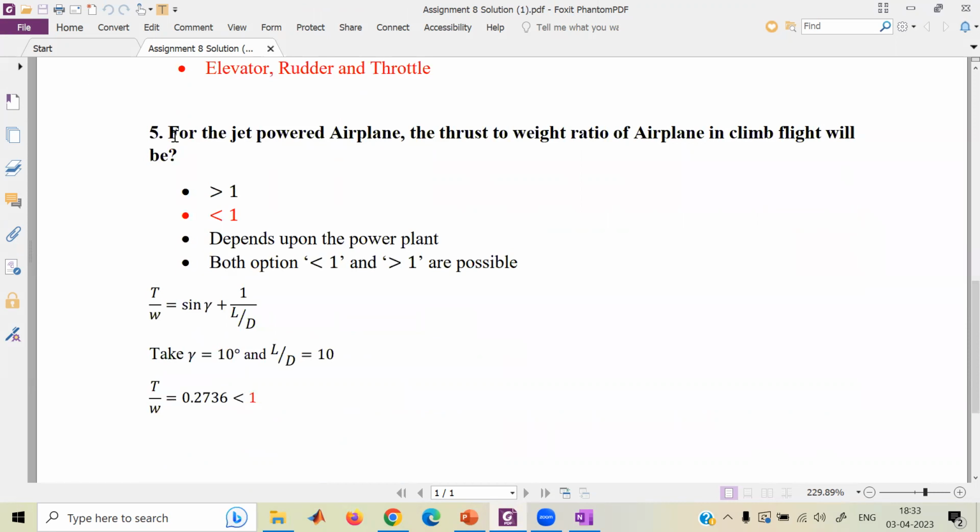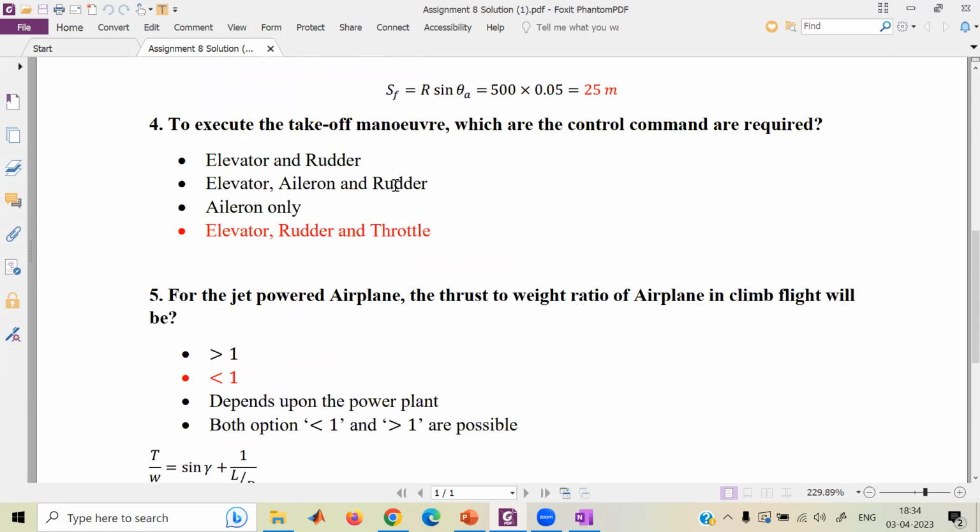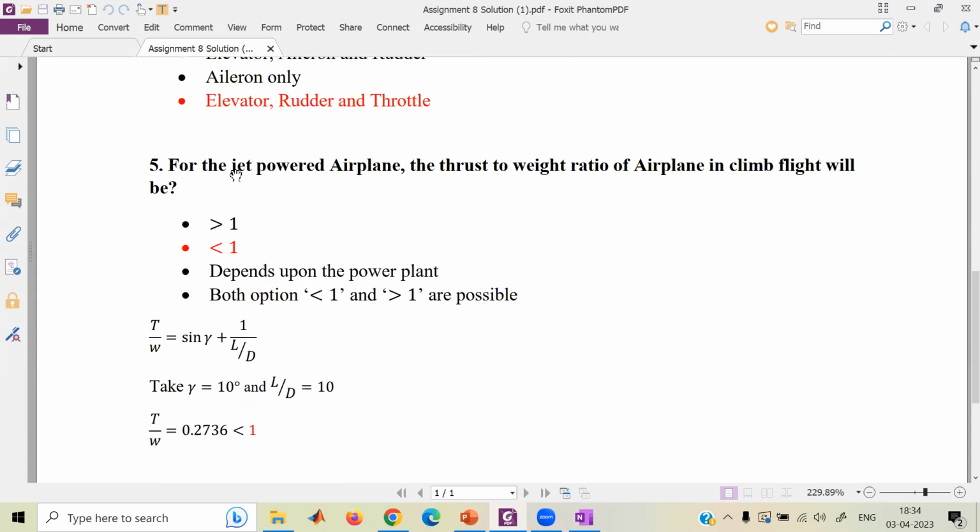Let's go to the next question. It is for the jet powered airplane. The thrust to weight ratio of an airplane in climb flight will be? Sir, I think the answer should depend on the power plant. No, sir, they've told you it is a jet powered airplane. Yes, sir. Because different aircraft have different weights and the power plant also varies. So we can say that generally it is less than one, but it can also be greater than one. It all depends on the engine, how much thrust it can produce.